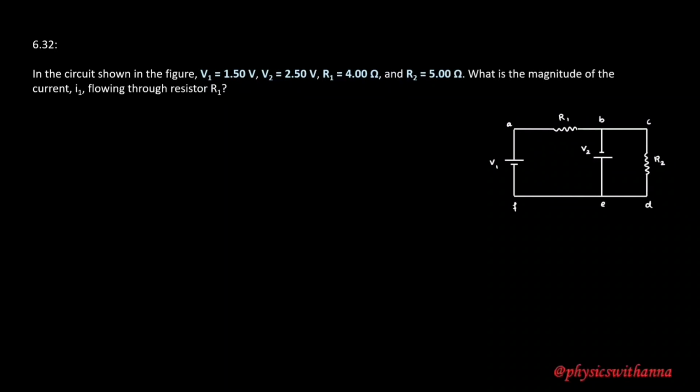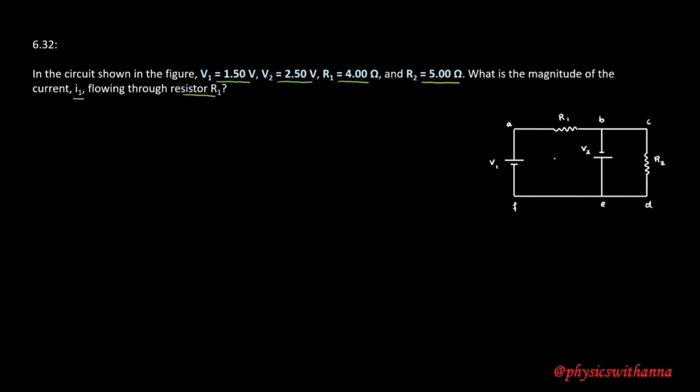Question 6.32. In the circuit shown in the figure, V1 is 1.50 volt, V2 is 2.50 volt, R1 is 4 ohm, R2 is 5 ohm. What is the magnitude of current I1 flowing through resistor R1?